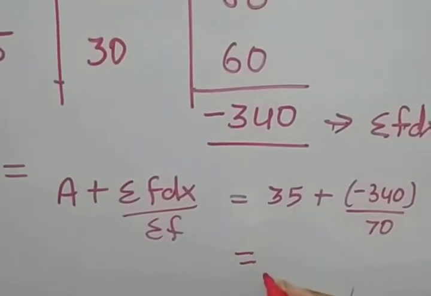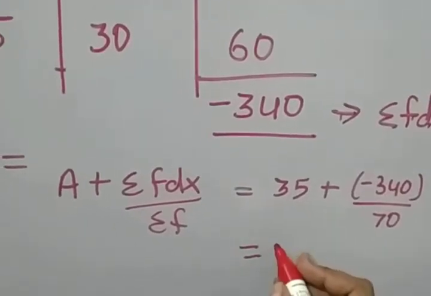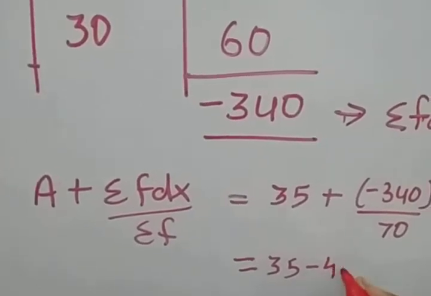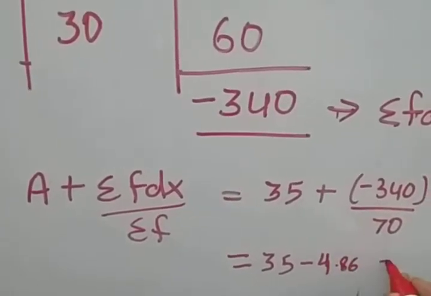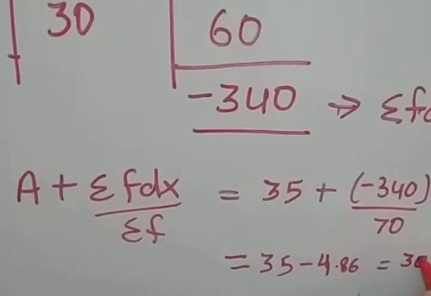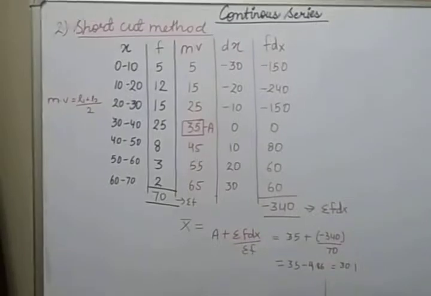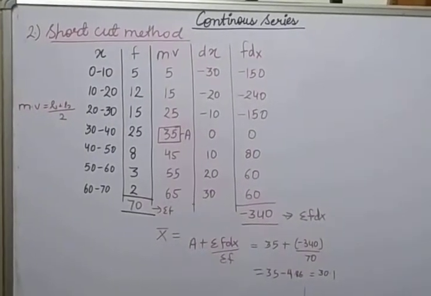So by solving we will get the answer 4.86. Your answer is 30.14. So in this way we have done the numerical of the continuous series by shortcut method.